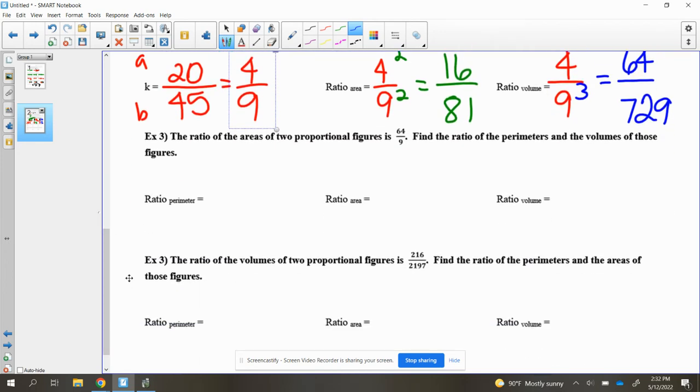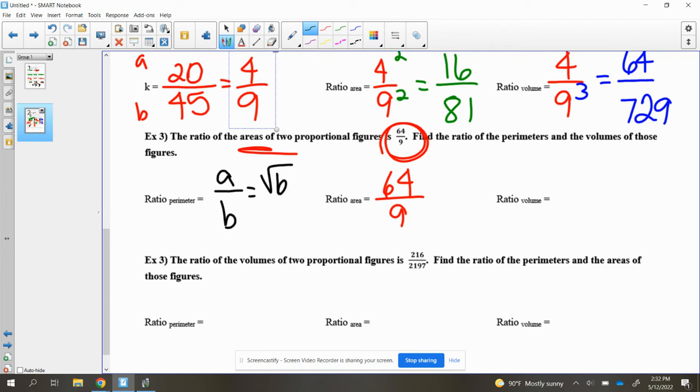Now, the ratio of the areas of the proportional figures, it says, is 64 over 9. We want the ratio of the perimeters and the ratio of the volumes. So what they're giving you this time is the ratio of your areas. So in order to get our A over B values, which are kind of the starting guys, we need to take the square root of 64 and the square root of 9 to undo those squares to get just A and B. So the square root of 64 is 8, the square root of 9 is 3.